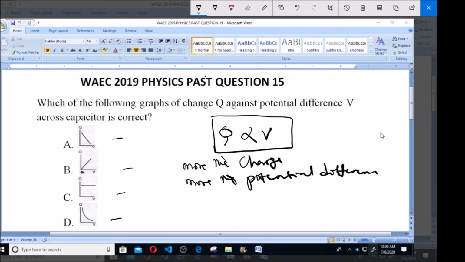And in mathematics, when there is direct proportionality, we have this, because as Q is increasing, V is also increasing. So let's say we have Q as 1 here, V we are going to have as 1 if you trace it. And we have Q as 2 here, V we are going to have as 2. So this is what we call direct proportionality.